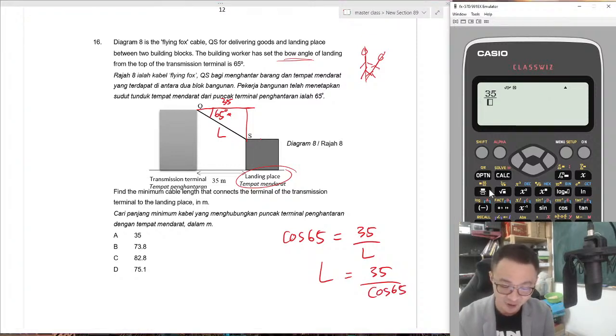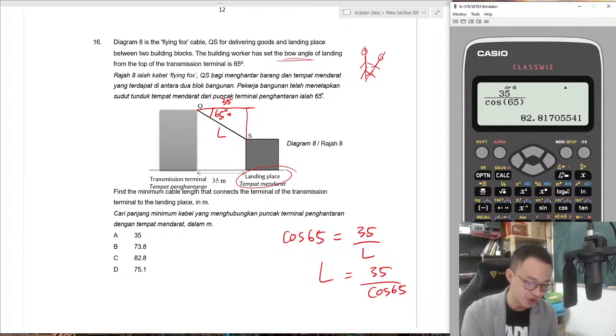So I use the calculator. Yeah, I should be able to get, oh, forgot to close the bracket. Yeah, must close this bracket. So it should be 82.8, which is the nearest one.